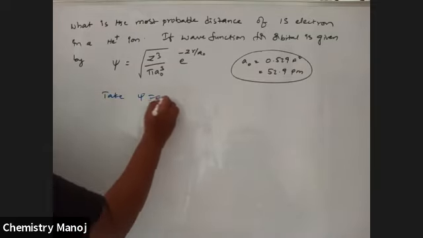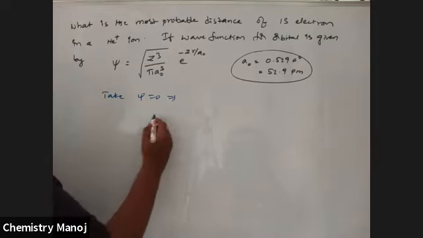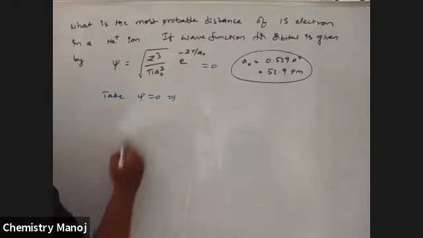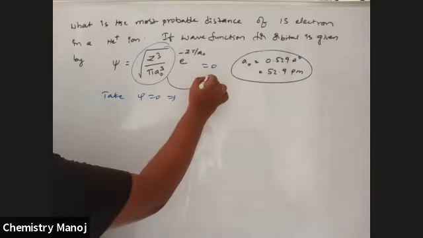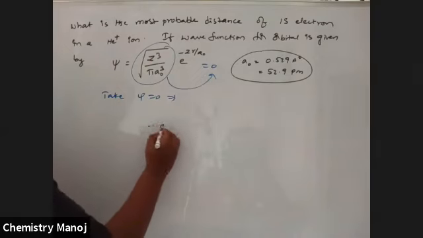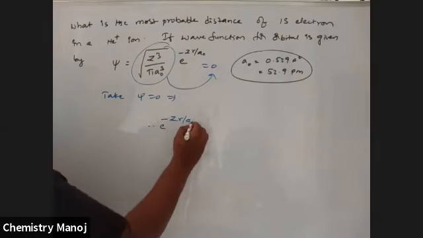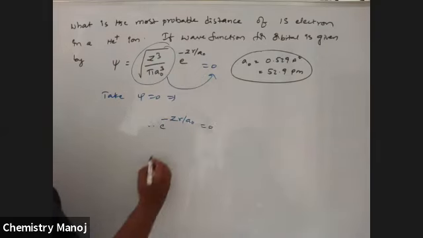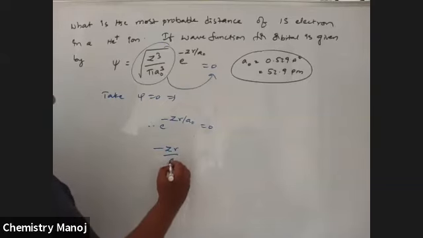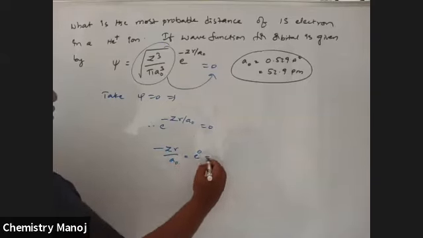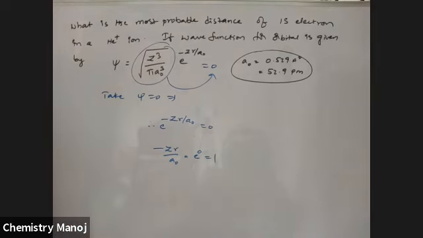Take psi is equal to 0. That implies this becomes 0 only. Therefore, e power minus Zr by a naught is equal to 0 only. Therefore, minus Zr by a naught is equal to e power 0, which is equal to 1.